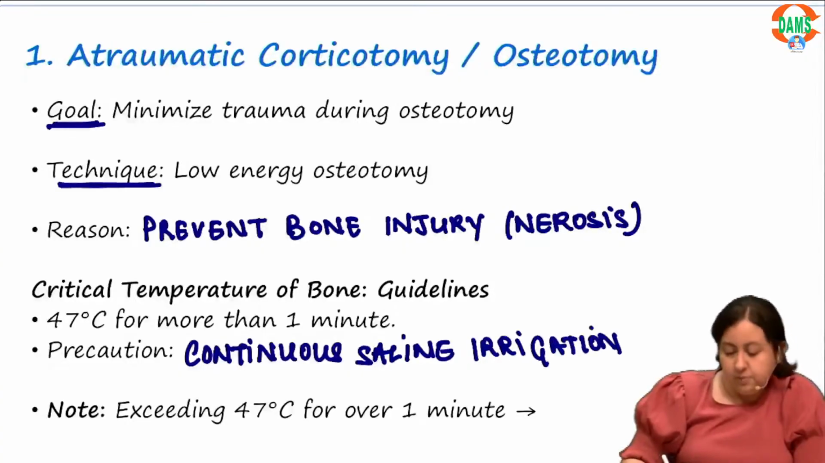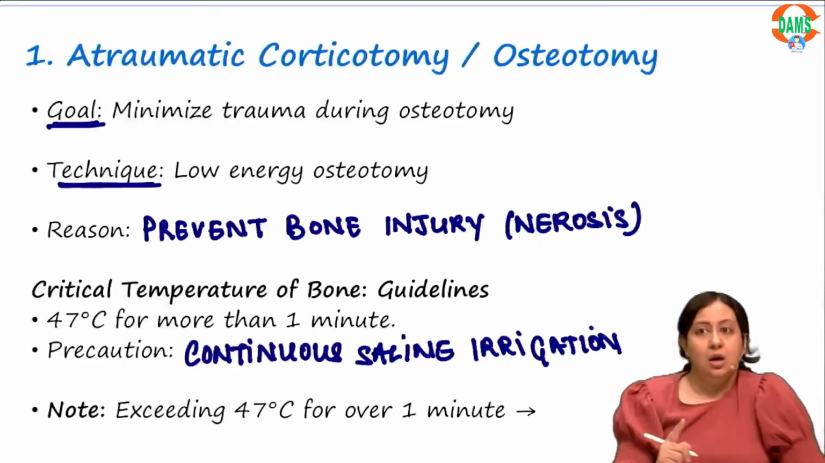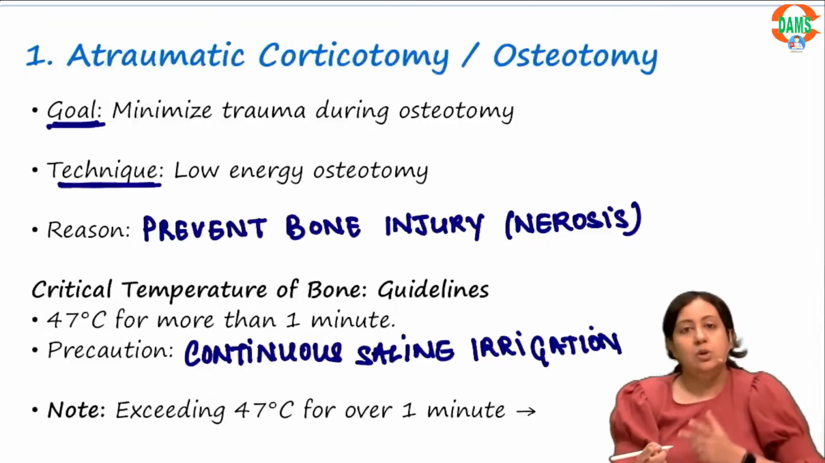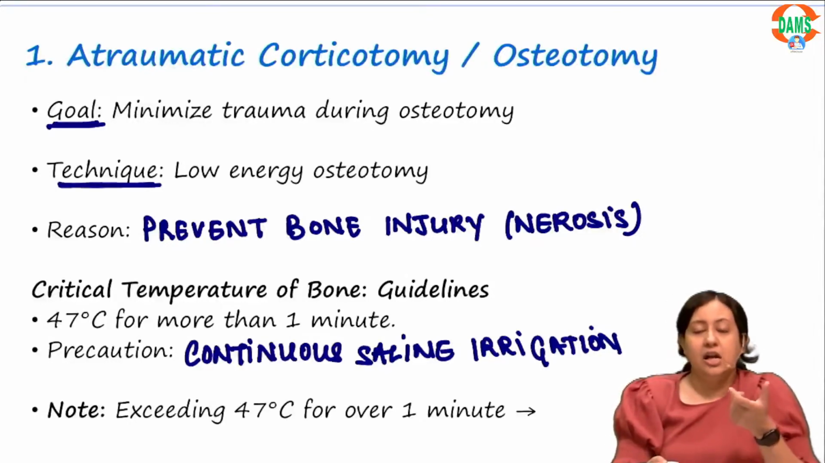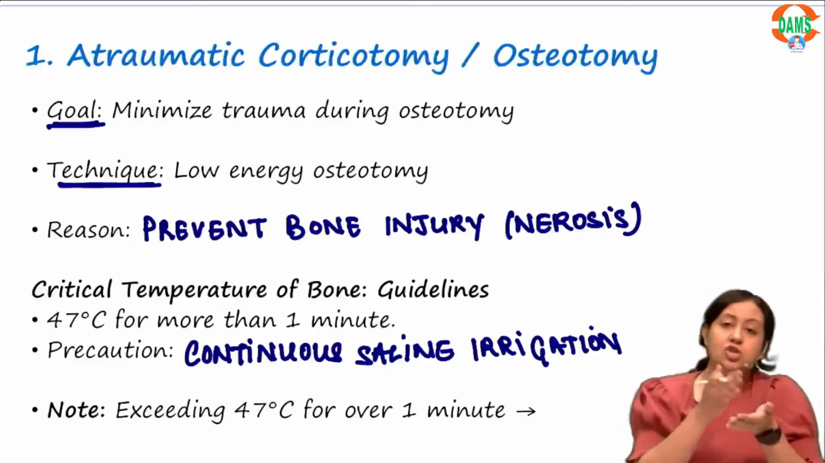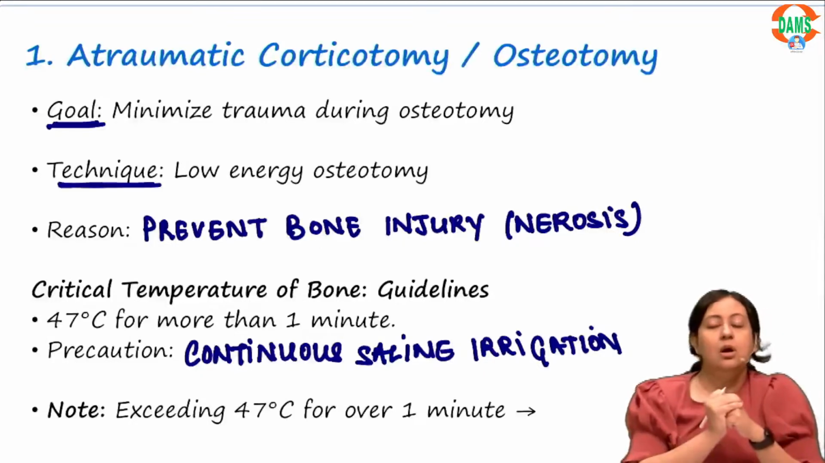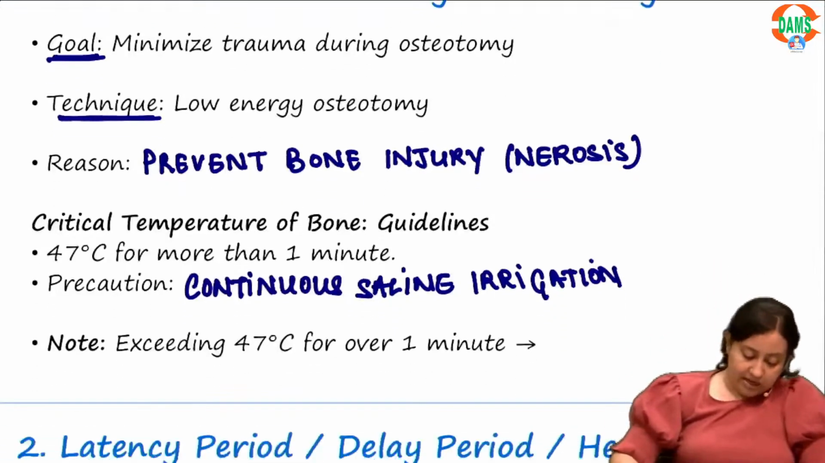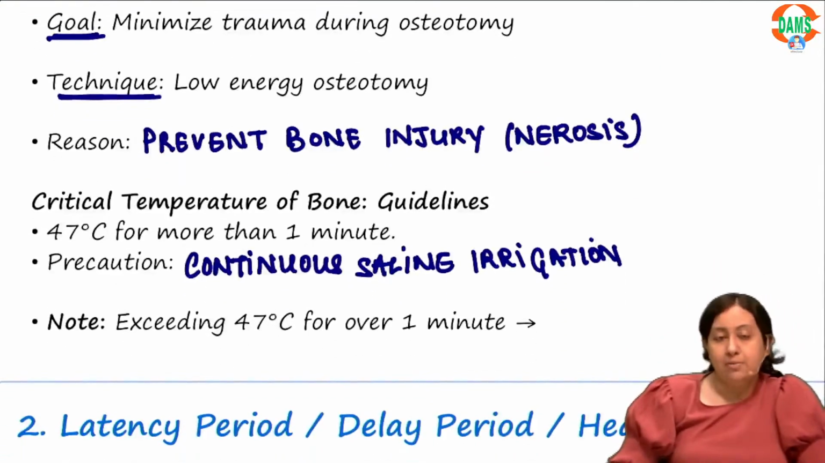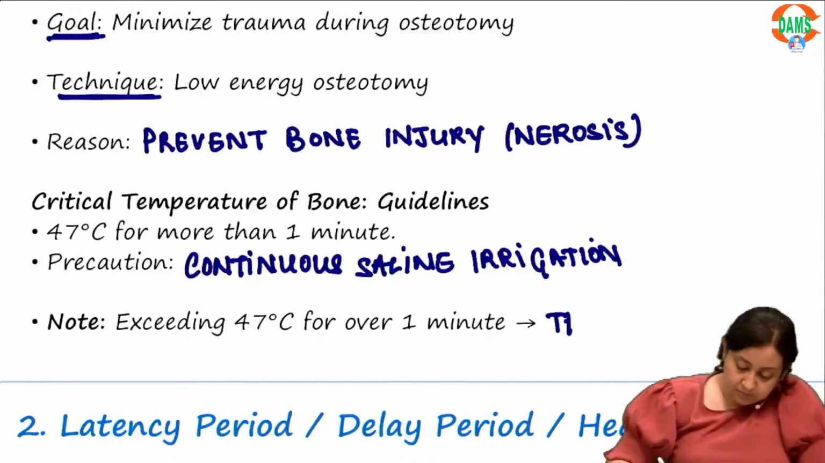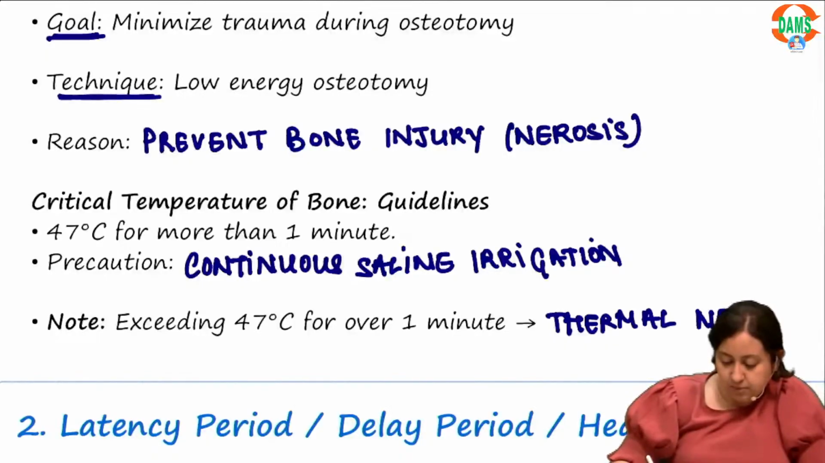So the operator will be running the saw and the assistant will continuously irrigate, take a syringe with saline, and continuously irrigate the junction of the saw blade and the bone to keep the temperature under check. Exceeding 47 degrees for over 1 minute will cause thermal necrosis of bone.